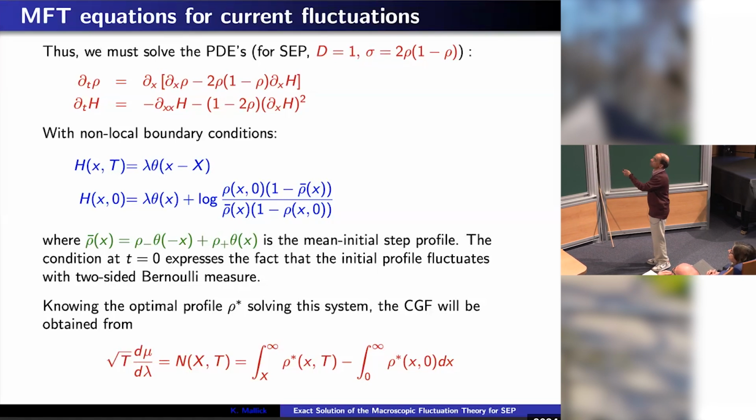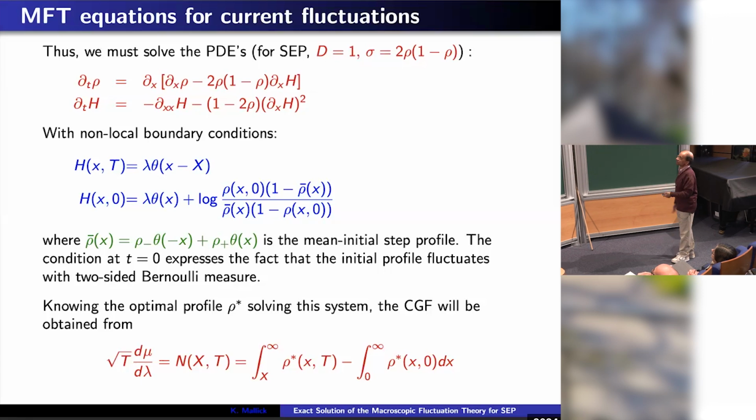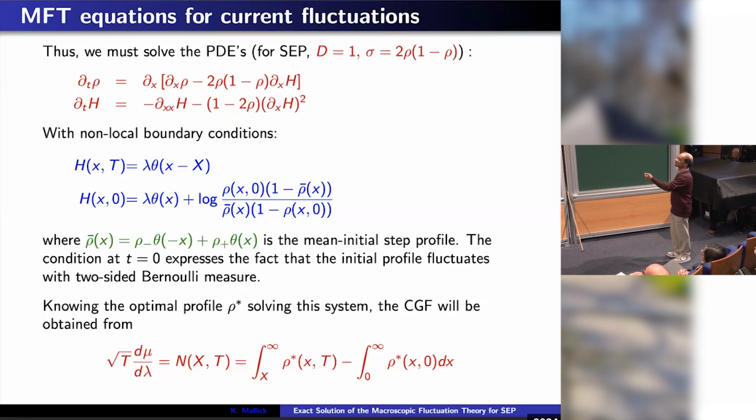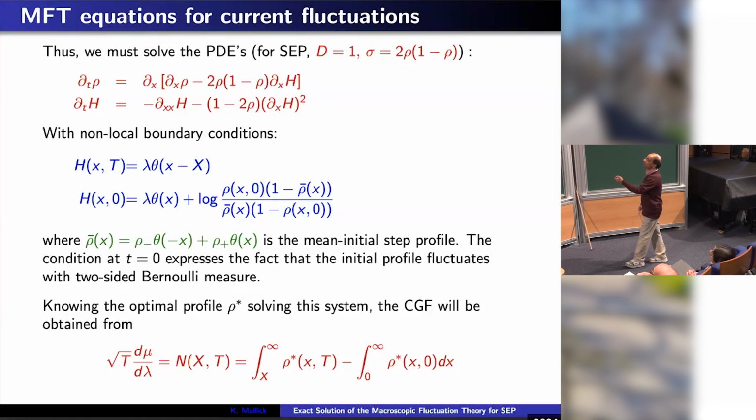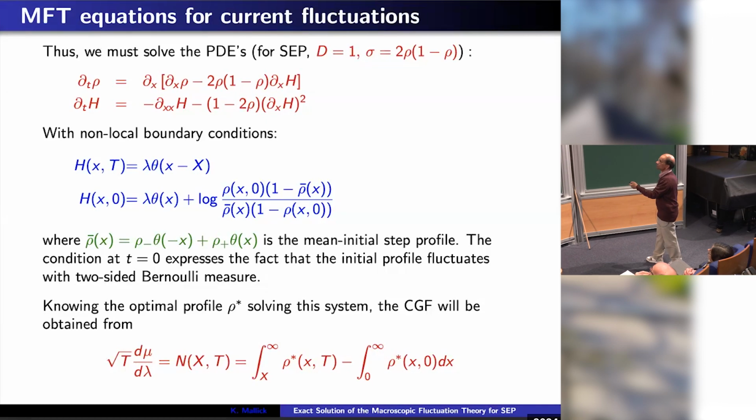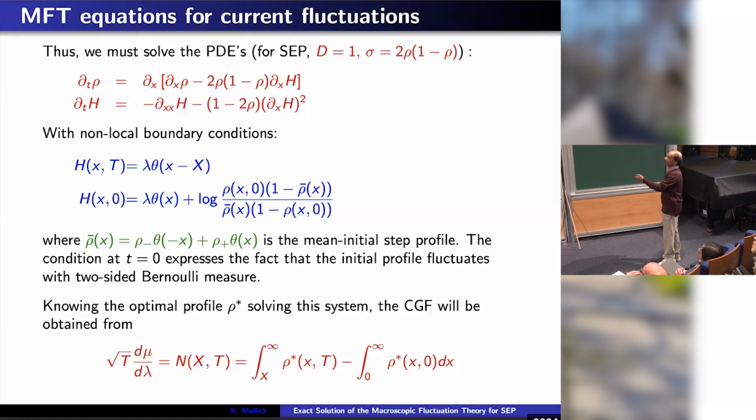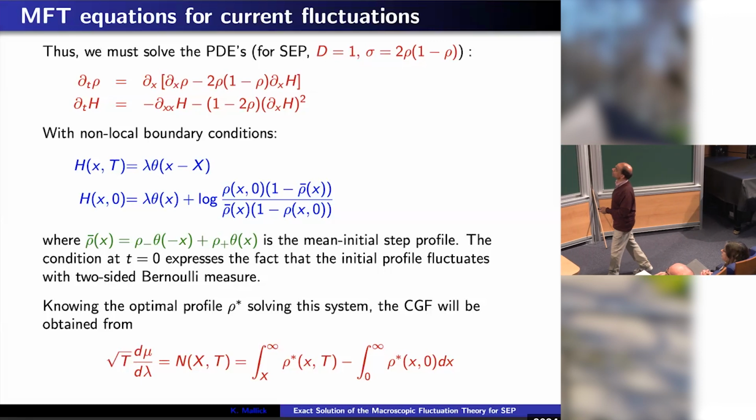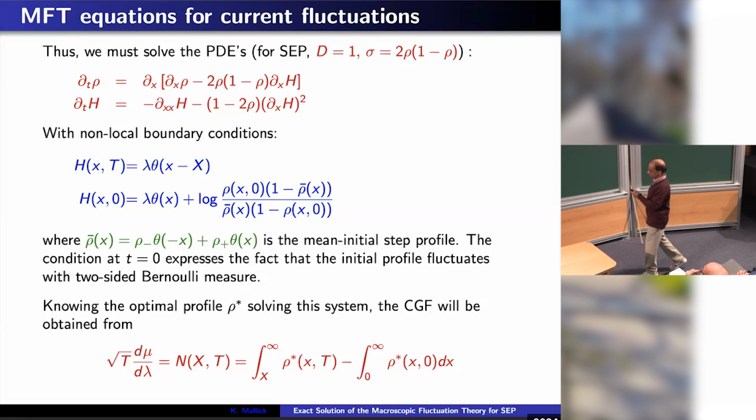Okay. So now the mathematical problem, in some sense, is well posed. You have a set of PDEs, nonlinear and coupled, with boundary conditions, and you want to solve them. And once you have solved them, so let's call the solutions rho star and h star, you can compute the cumulant generating function just by plugging the optimal solutions into the formula that I wrote for nxt. So the program is simple. The question is, how do you solve these equations?